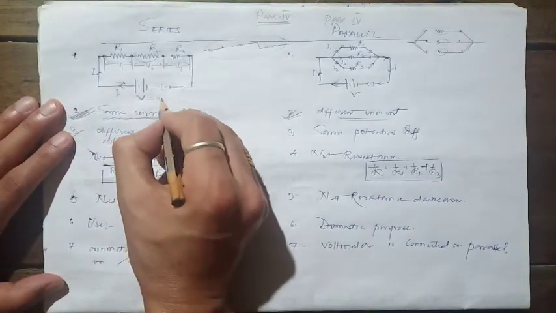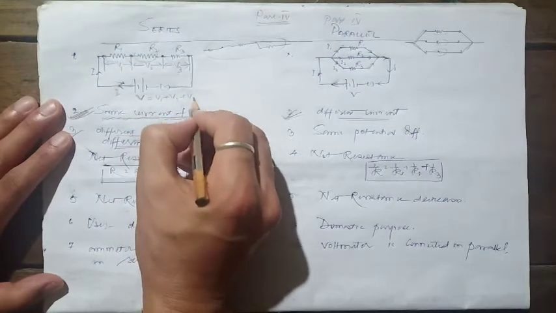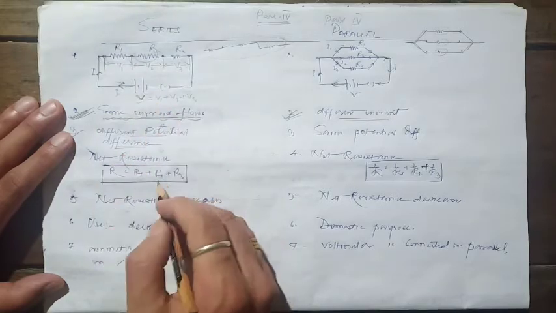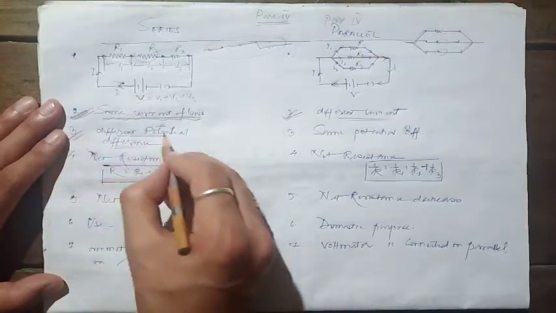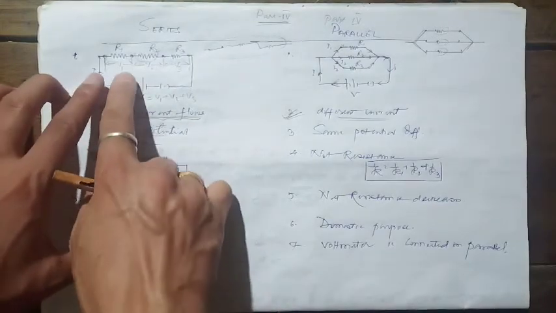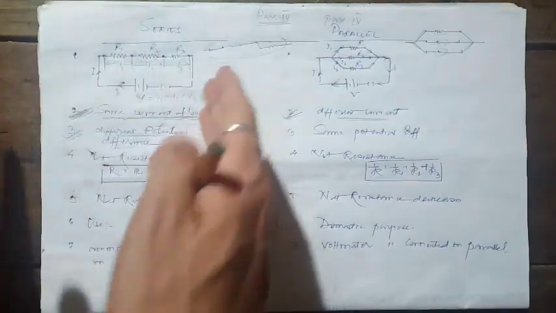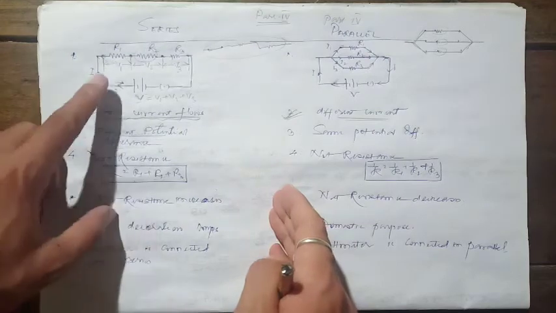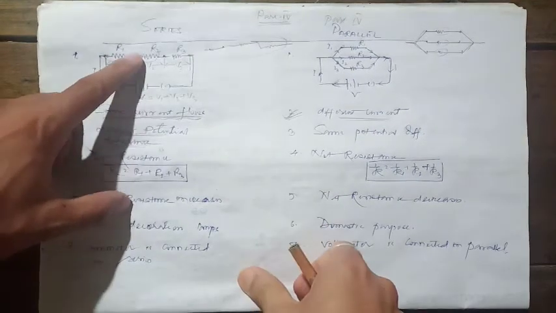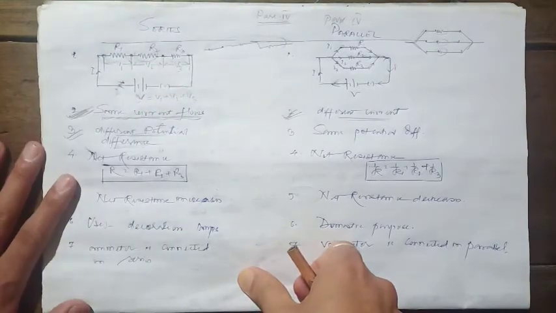Sharing battery voltage means V1 plus V2 plus V3. If I add all these three voltages, we'll get the battery voltage. That's what we mean by different potential difference. Students, remember, when the resistors are connected in series, the resistors share the battery voltage. Like R1 is getting V1, R2 V2, and R3 V3 potential difference.